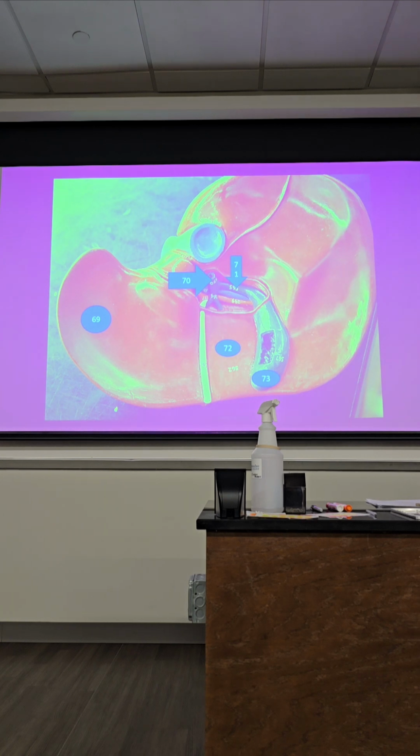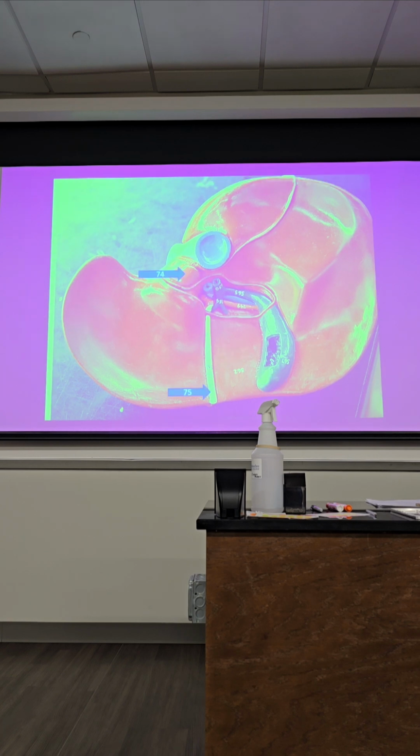Alright, what is 71? Cystic duct. What is number 70? Common bile duct. What's number 69? Left lobe. What is number 72? Quadrate lobe, with a Q. What is 73? Gallbladder.